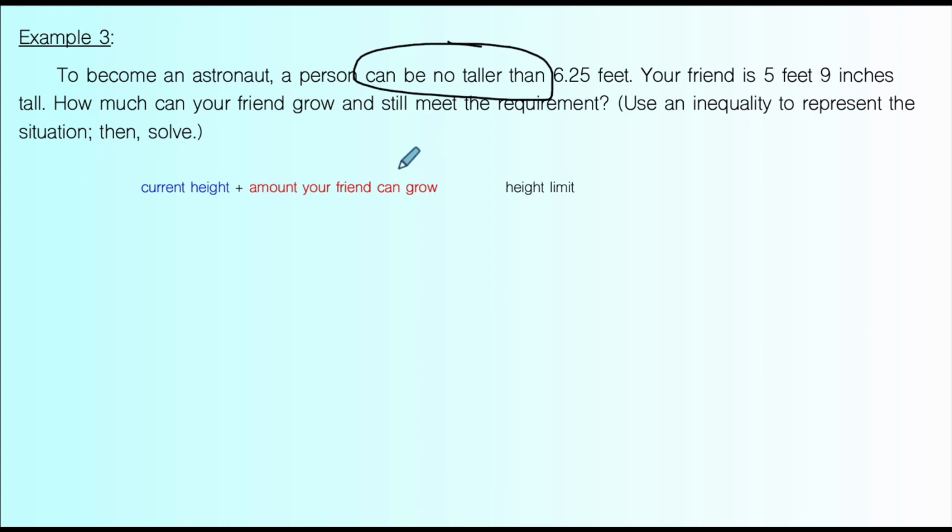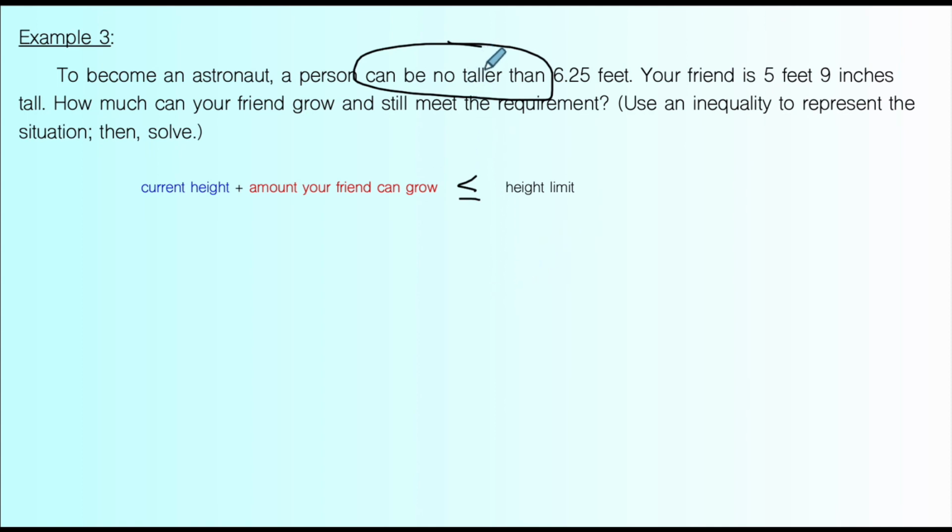Well, no taller than means that whatever is on this side of the inequality needs to be less than or equal to the height limit. You can't be taller than the height limit. You have to be less than or equal to the height limit. Otherwise, you can't be an astronaut.